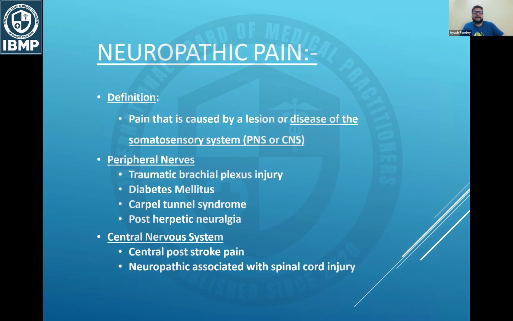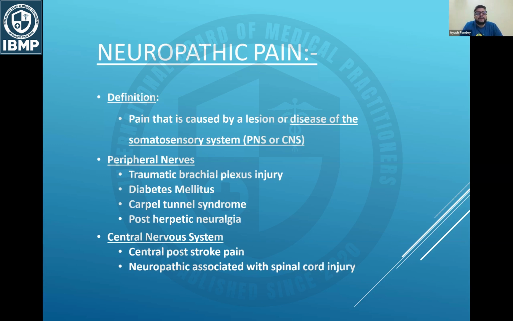Neuropathic pain, as the name suggests, is caused by a lesion or disease of the somatosensory system, that is the peripheral nervous system or the central nervous system. Peripheral nerve causes can be due to diabetes mellitus, carpal tunnel syndrome, post-herpetic neuralgia, or traumatic brachial plexus injury.